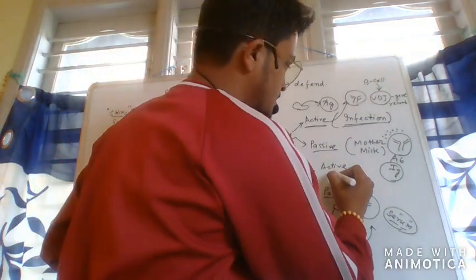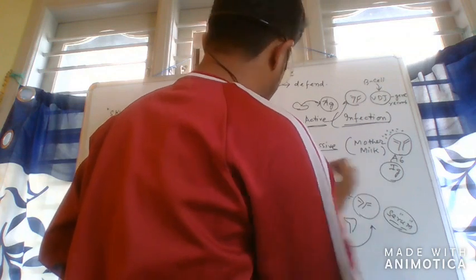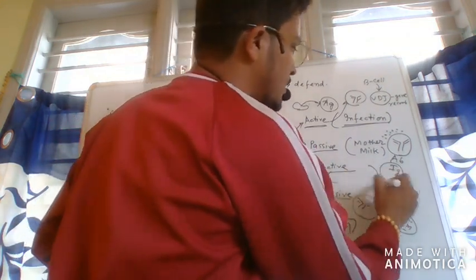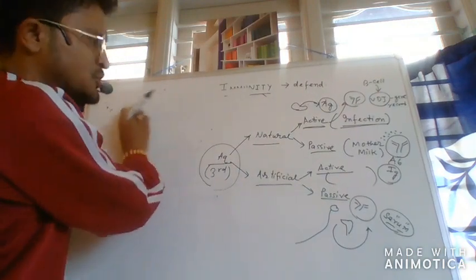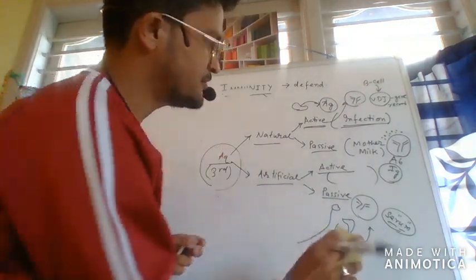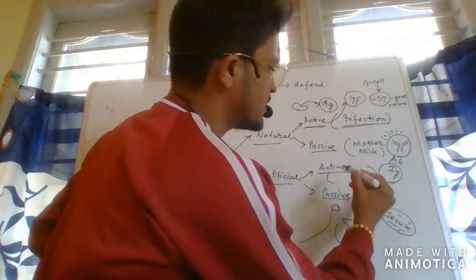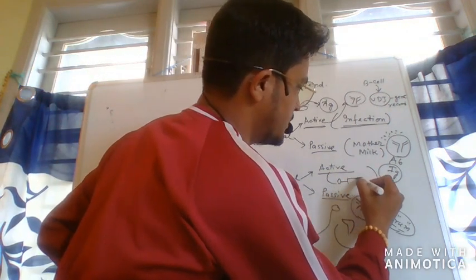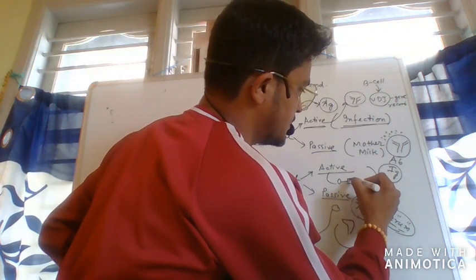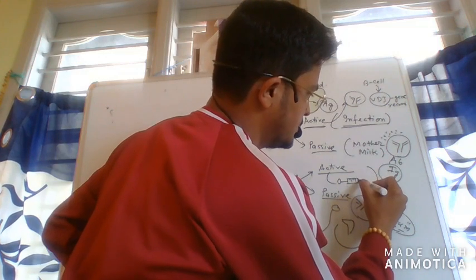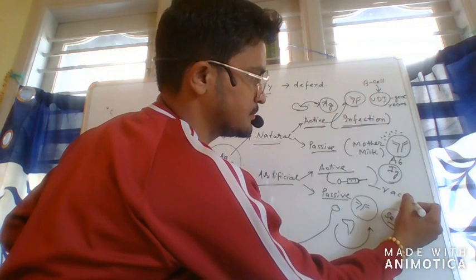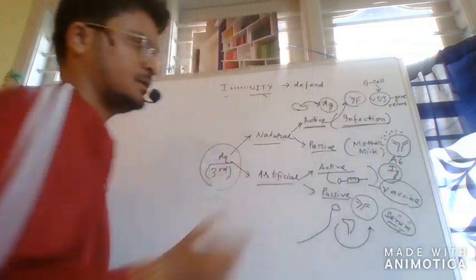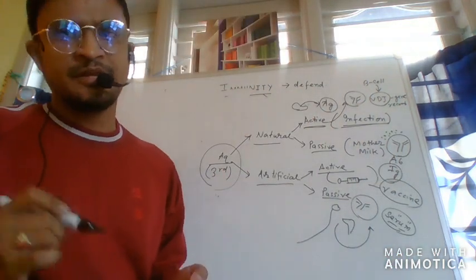Now the last part is artificial active acquired immunity, the artificial active immunity by vaccination. Let me draw it here. So we can write it here, vaccine, the vaccination method. It could be an oral vaccine, or it could be in an injectable format.